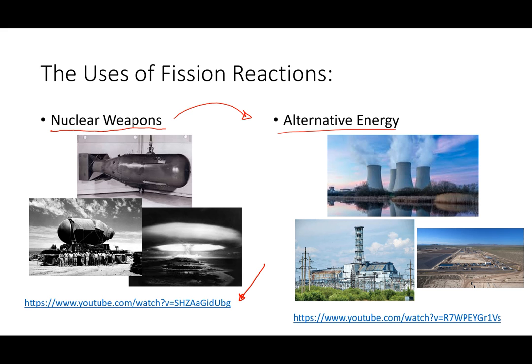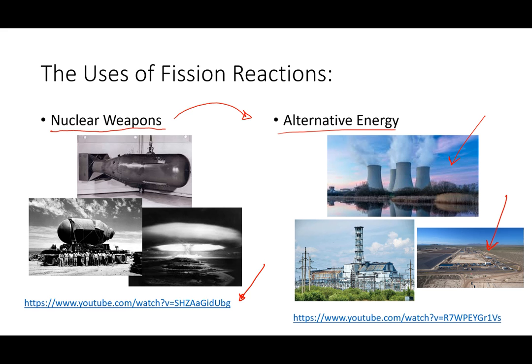On the flip side of this, you can have alternative energy. So these large nuclear power plants that you can see here, the only thing that they produce is water vapor in addition to the massive amounts of energy. However, they do present a problem. You have to store the products or the used up fissionable nuclei. You have to find a way to store that safely.